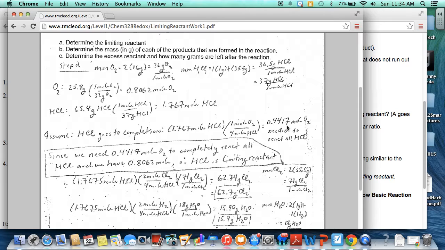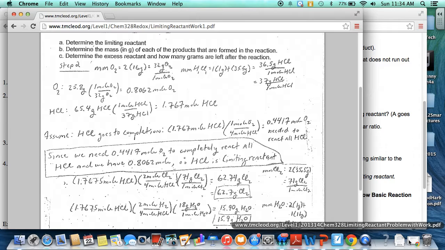Well, how much O2 do we have? We have 0.8062, so we have enough. Therefore, that also justifies saying that HCl is limiting. So you would say again: since we need 0.4417 moles of O2 to completely react all the HCl, and we have 0.8062 moles, HCl is limiting.